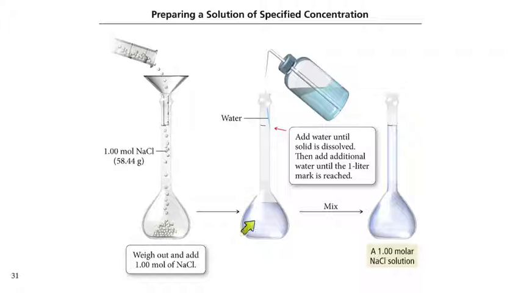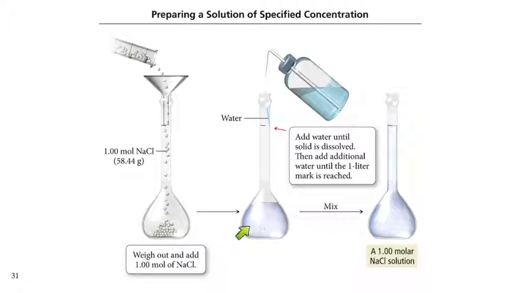Then you're going to add some water. You don't want to fill it all the way up at first. You want to just fill it partially. I wouldn't even necessarily go that high. I'd maybe fill it up to about here. And then you're going to want to swirl it around. You need to get this solid to dissolve. Once you get this filled up into this neck, it becomes very difficult to mix. And so we want to get it dissolved before we fill it up into the neck.